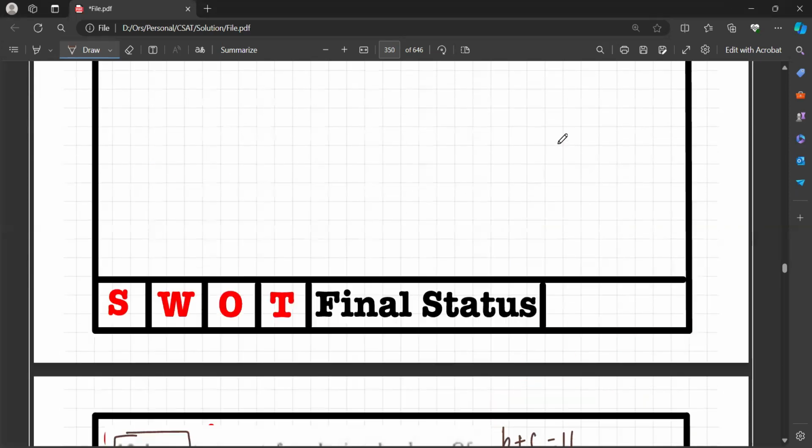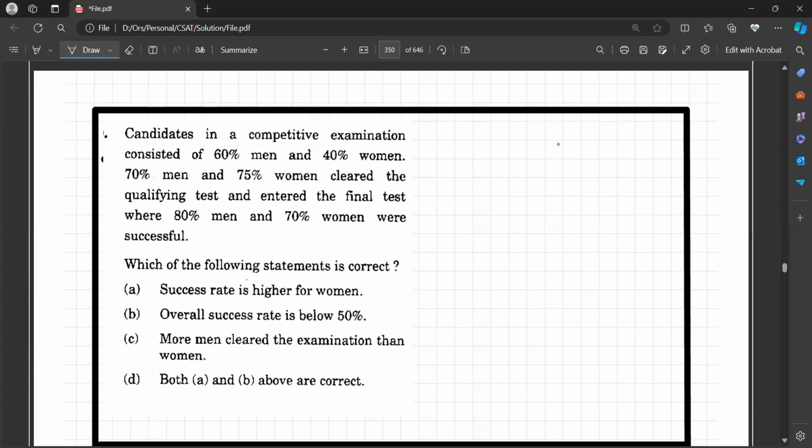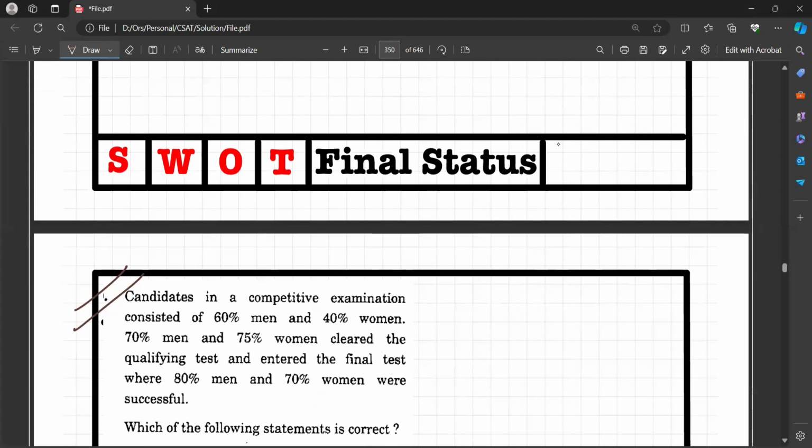Let us proceed to the next problem. This is a question which deals with statement-based data at the end. You can skip it as of now.